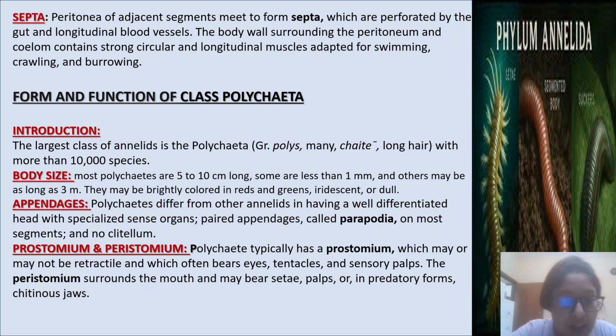Next, prostomium and peristomium. Polychaeta typically has a prostomium which may or may not be retractile and which often bears eyes, tentacles, and sensory palps. The peristomium surrounds the mouth and may bear setae, palps, or, in predatory forms, chitinous jaws.